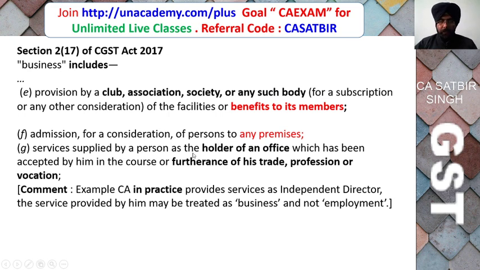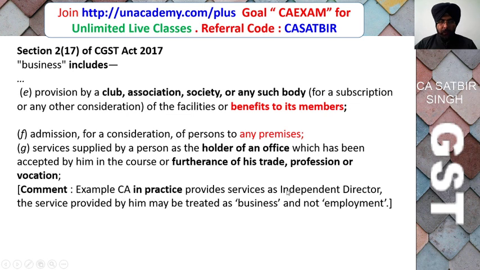Services supplied by a person as the holder of an office which has been accepted by him in the course or furtherance of his trade, profession or vocation. Suppose a chartered accountant also accepts an assignment as director of a company, in that case also it will be termed that he is doing business.